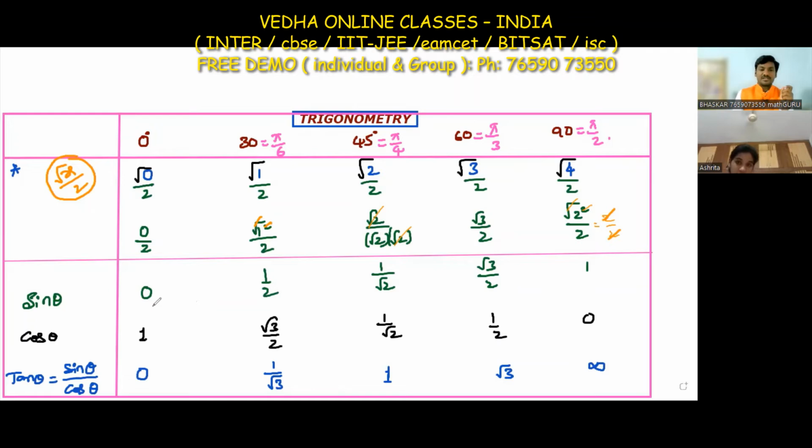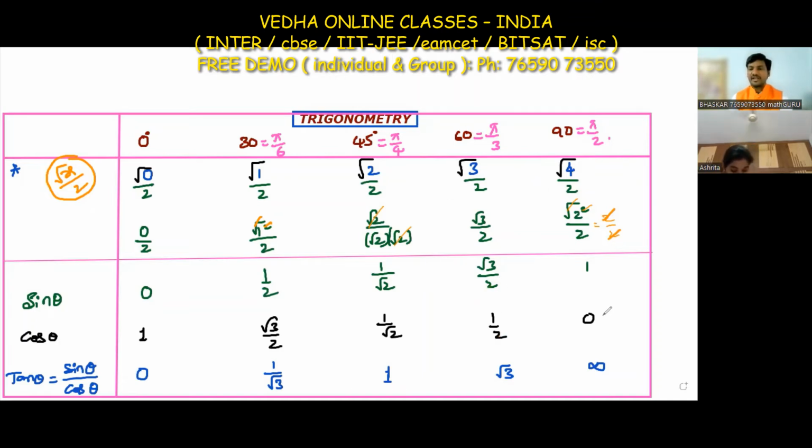And tan is nothing but sine by cos. So 0 by 1, that is 0. And tan 30 is 1 by root 3. If you divide 1 by 2 by root 3 by 2, the 2 gets cancelled, so we get 1 by root 3. Now tan 45 is 1, because 1 by root 2 divided by 1 by root 2 gets cancelled. Next, tan 60 is root 3. Here 2 cancels, and root 3 by 1 means root 3.